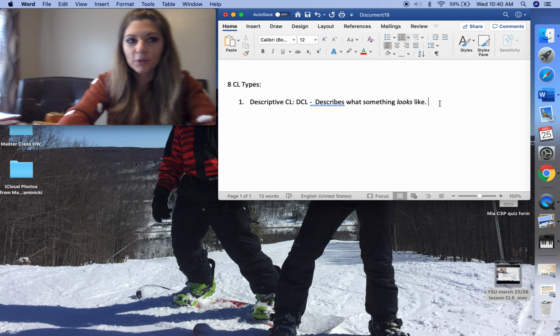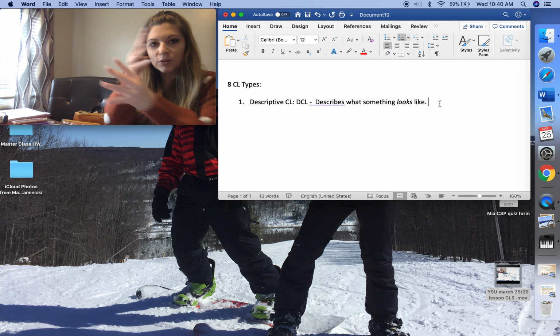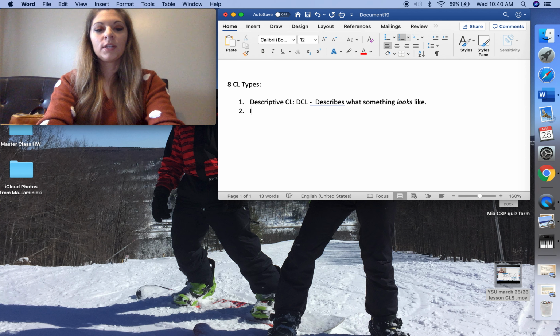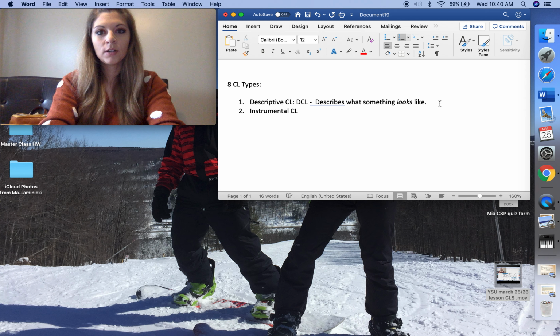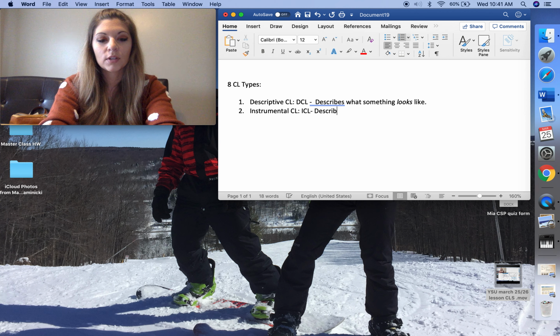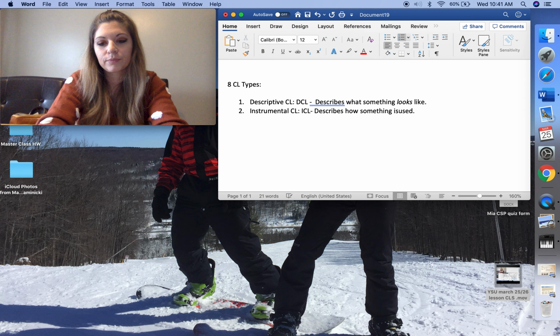We can look at my curtains real fast. They're kind of like different colors. So describing what things look like. The second one is an instrumental classifier, which is an ICL, and it describes how something is used or works.